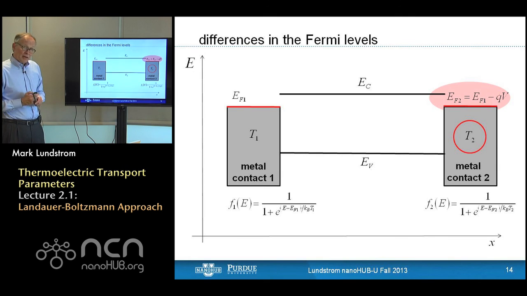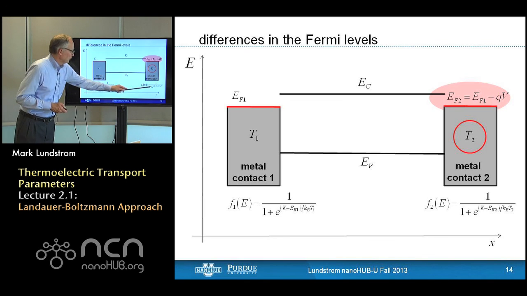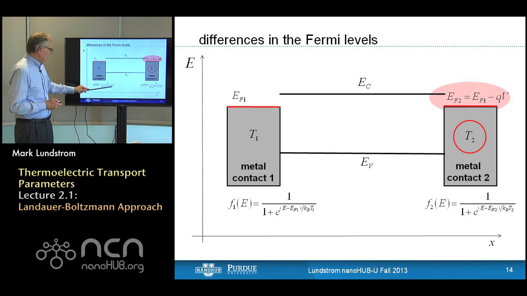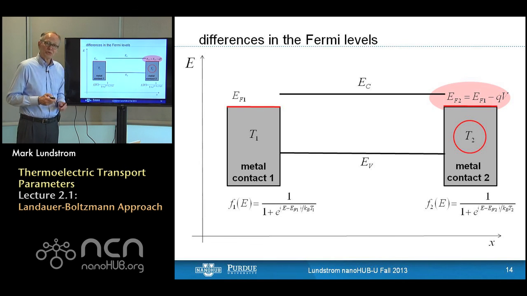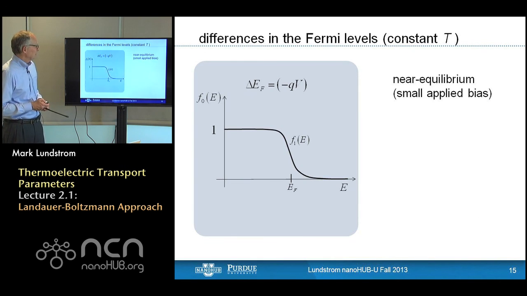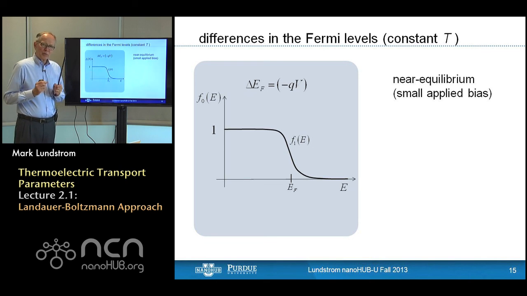Okay, now the other way to produce a difference between the two contacts is to change the temperature of the two contacts. If these two contacts are at different temperatures, T1 and T2, their Fermi functions will be different even if the voltage is the same. So the two ways that I can make current flow are to apply a voltage or to apply a temperature difference between the two contacts. In both cases, I'll get a difference between F1 and F2 and current flows. Okay. Well, let's look at the first case where we have a constant temperature and see what happens.